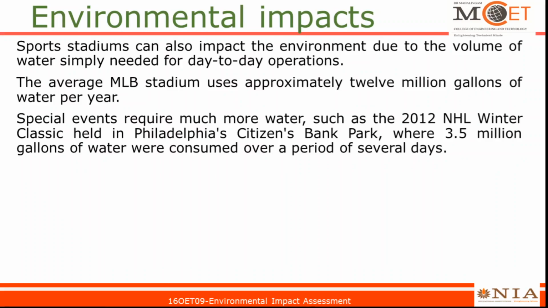Sports stadiums can also impact the environment due to the volume of water simply needed for day-to-day operations. So the average MLB stadium located in the US uses approximately 12 million gallons of water per year. So 12 million gallons of water per year. They calculate in terms of gallons, we calculate in terms of liters, right? So that is why the unit is different.